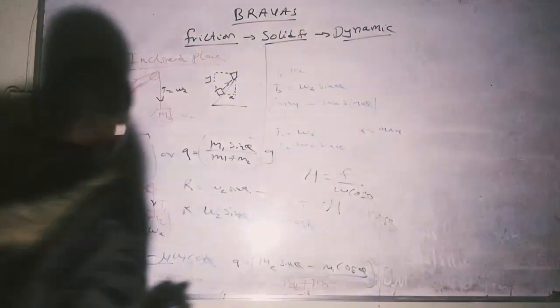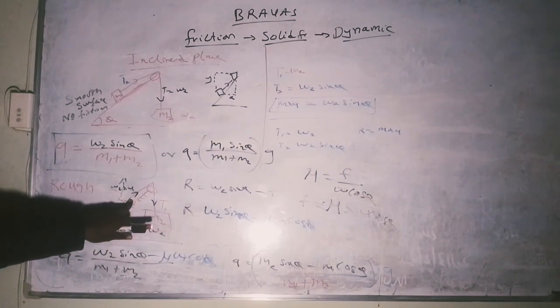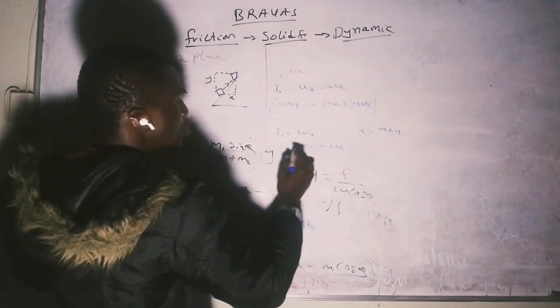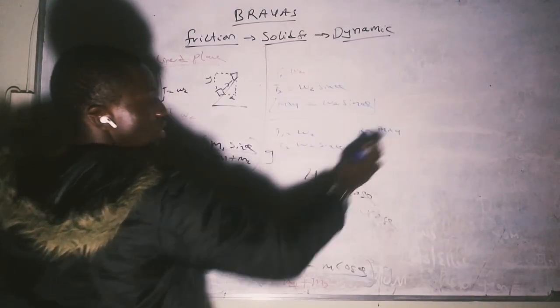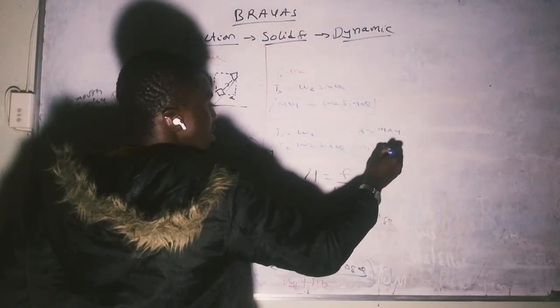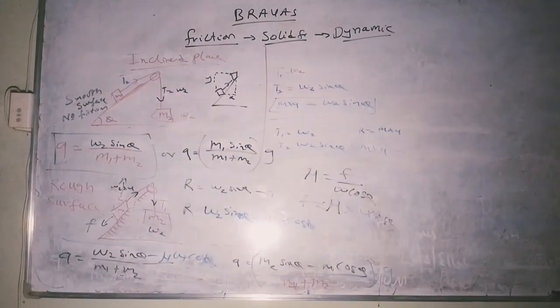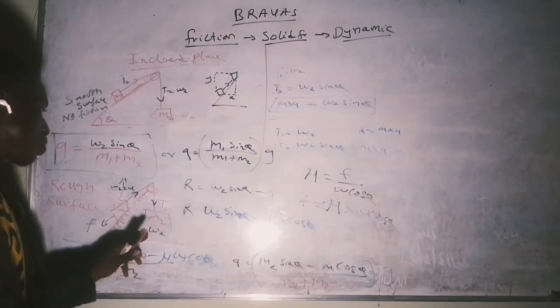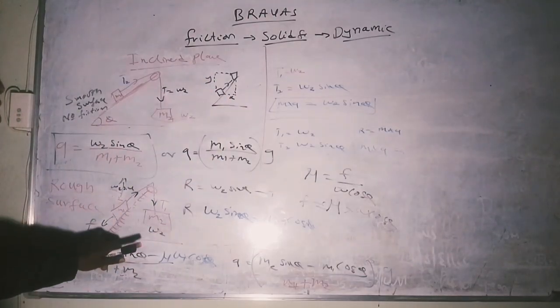Now, what is our frictional force? Frictional force F. How are we going to know the remaining force? We subtract the frictional force from the force that is dragging this, as we explained in the previous time. So the remaining force is equal to mass times acceleration. You understand? Mass times acceleration, which is the remaining force, will be equal to the original force, which is W2 sine theta.